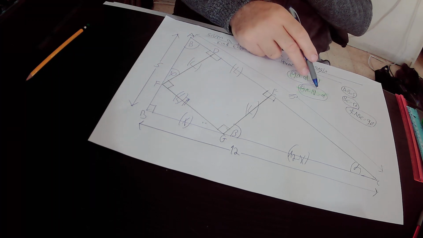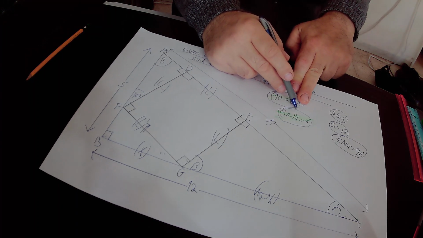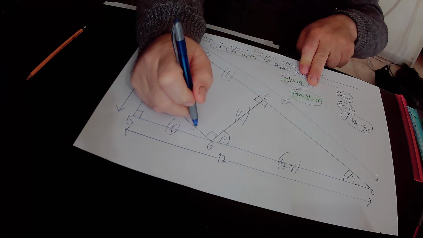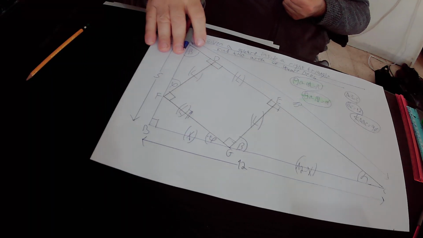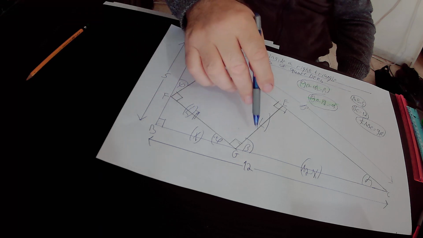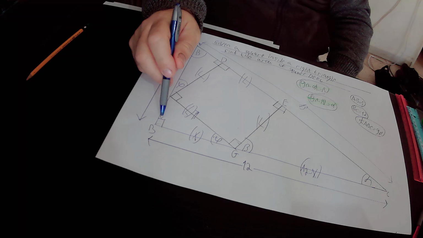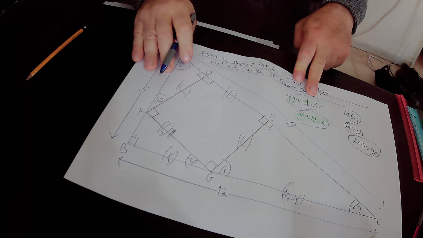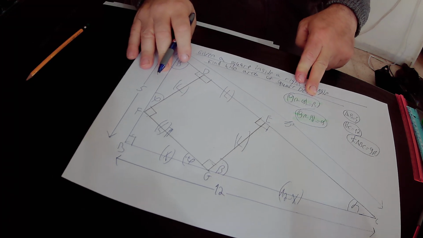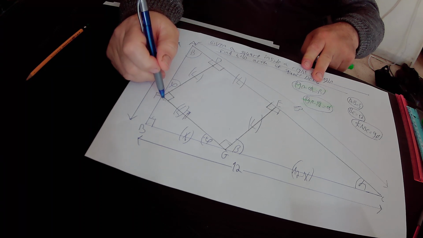But 90 degrees minus beta equals alpha, therefore the missing angle equals alpha. In the right triangle FBG, this angle equals alpha, this angle equals 90 degrees, therefore the missing angle must be equal to 90 degrees minus alpha. But 90 degrees minus alpha equals beta, therefore the missing angle equals beta.